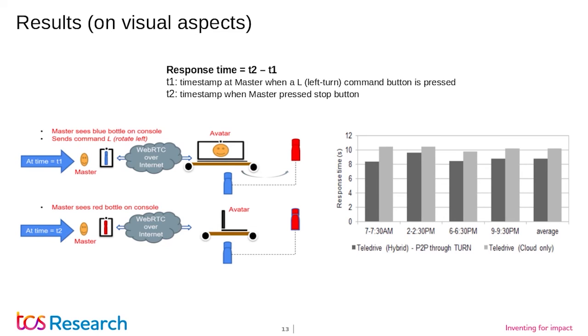When the master presses the L command, the T1 timestamp is recorded, and T2 is recorded when the master presses the stop button. By taking the difference, T2 minus T1, we calculated our response time. We compared this for our hybrid Teledrive model and the cloud-based only model, and as we can see here also, hybrid Teledrive has shown better performance.